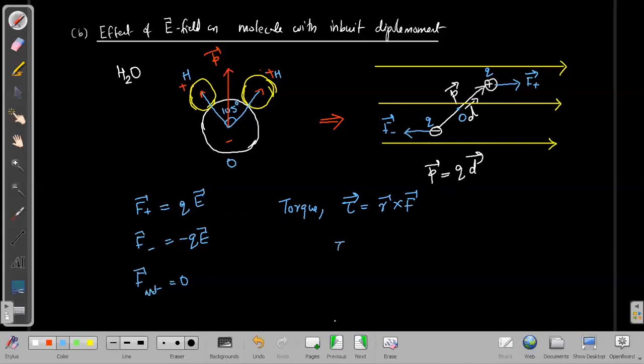So the positive charge will experience a torque. So tau plus would be equal to R plus cross F plus. Okay, and what is R plus? Better I will use some other color.